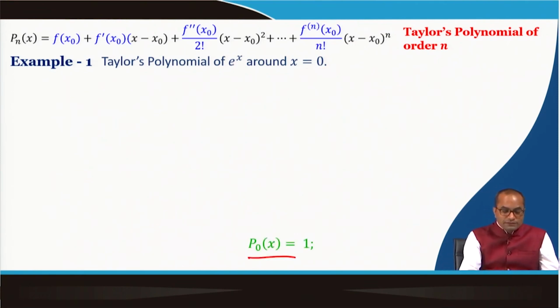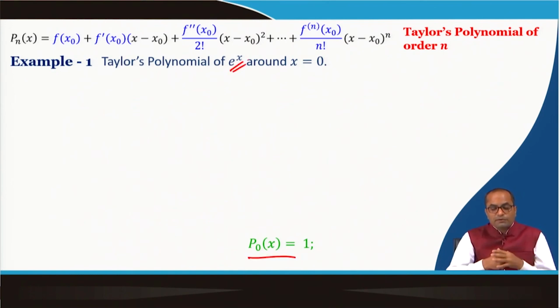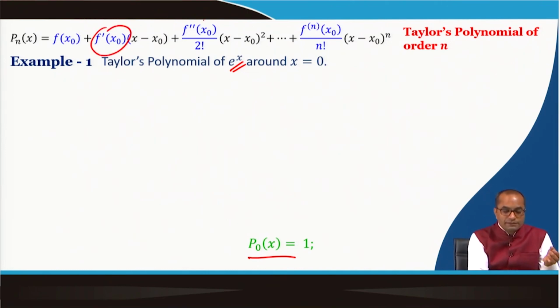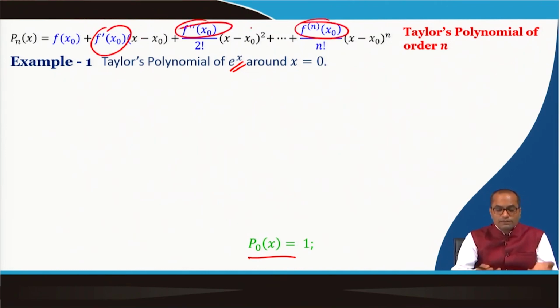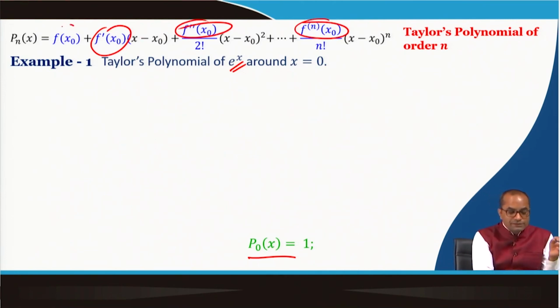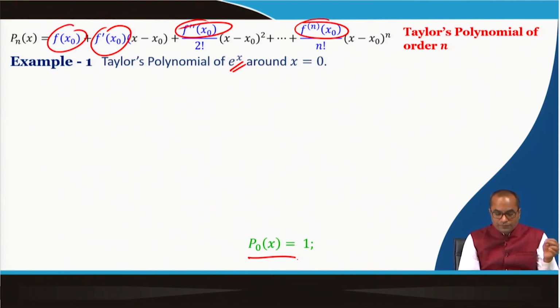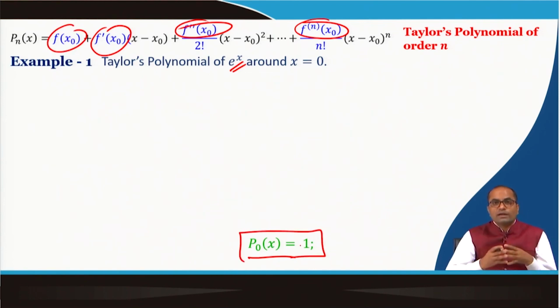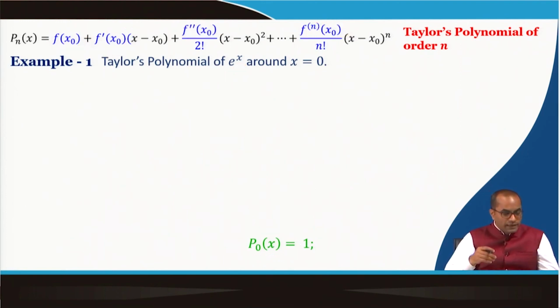So for this function, all the derivatives will be e power x, and at 0 we will have e power 0, that is 1. So all the derivatives which will appear here in the Taylor's polynomial will have just value 1, and f(x0) is also 1. So if we are talking about the zeroth order polynomial, this is just 1, a constant value.